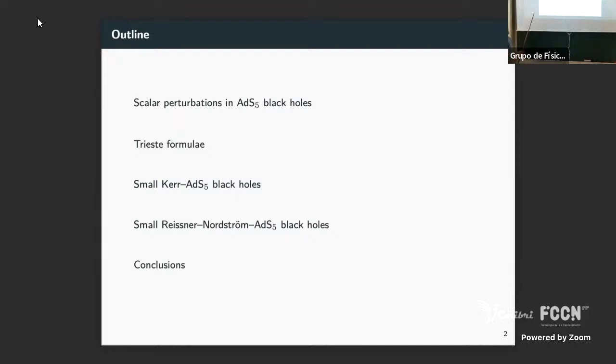And then for the case of Reissner-Nordström AdS5, I will just present some plots because it's an analogous computation. And finally, I will try to conclude about the results.